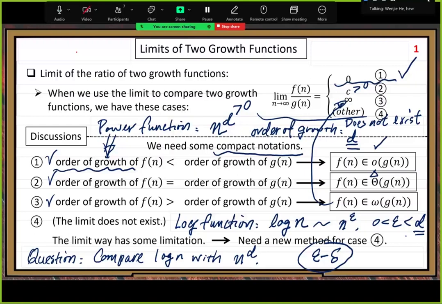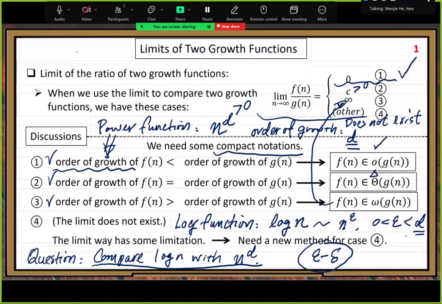This is for imaginary understanding. This is not a rigorous definition. This is a special way to understand the order of growth concept for the log function. Log function is so special. Later, when we compare log and n to the d, you will see. Then you connect this description, and you can get a better understanding. All right.